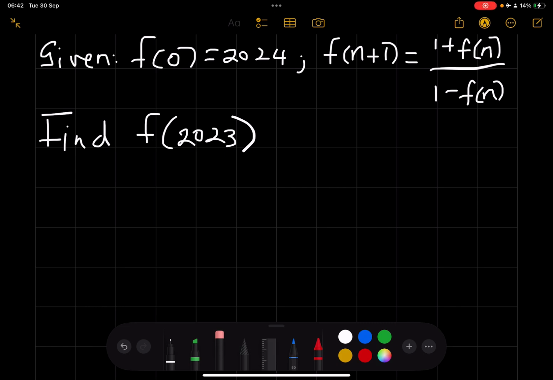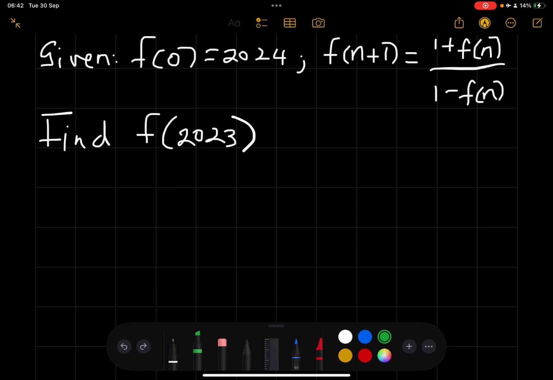We are given that f(0) = 2024 and f(n+1) = (1 + f(n))/(1 - f(n)), and we are asked to find f(2023). So I will firstly find the first few terms. I'll start by substituting n = 0 here, there, and there. Why am I using 0? Because that is what I'm given.